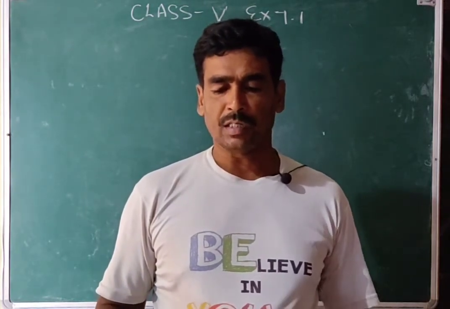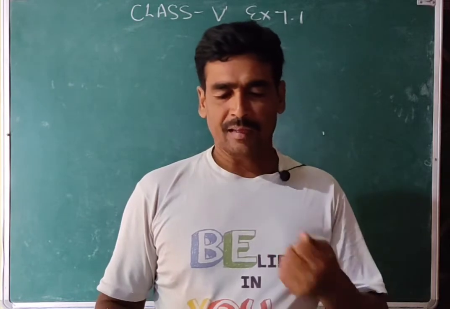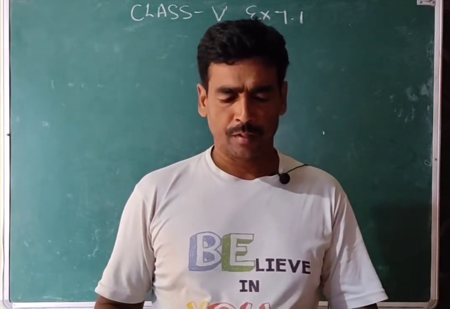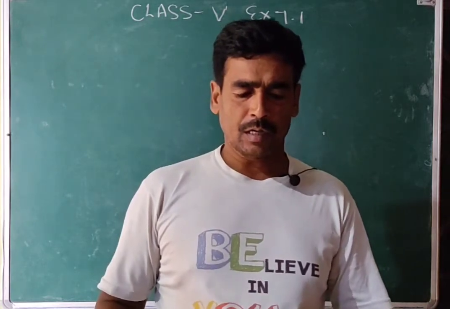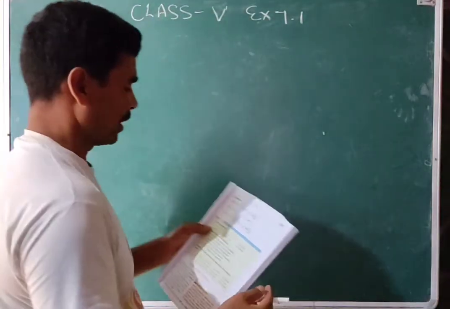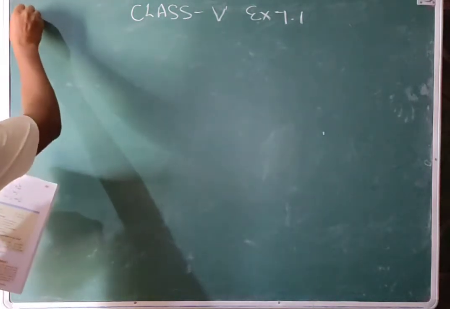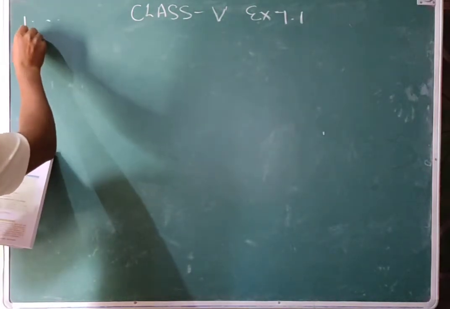Chapter number 7, decimals. Exercise 7.1. Question number 1. Write the expanded form. That first question, that first part.